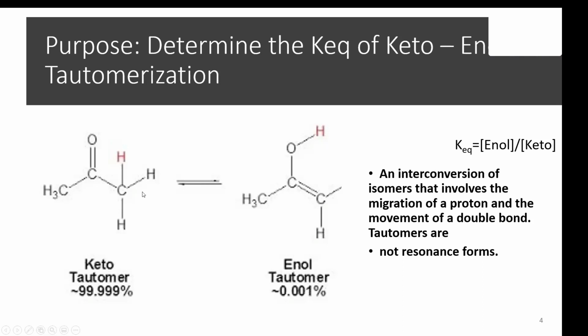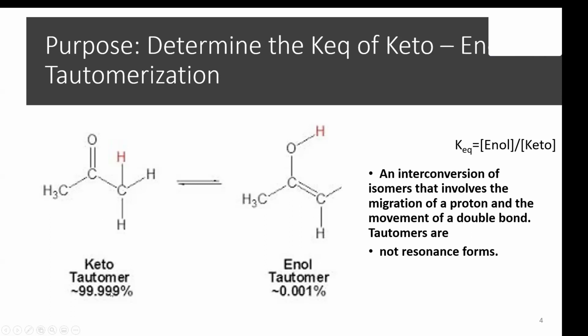So when one acetone undergoes this reaction and goes to the enol form, this hydrogen is transferred to the oxygen. Basically, we just move that hydrogen here, so the double bond moves from carbon-oxygen to carbon-carbon. In this lab, we're going to look at the equilibrium constant, based on its definition. That will be the enol concentration divided by the keto concentration. Okay, if I write the equation this way, right?